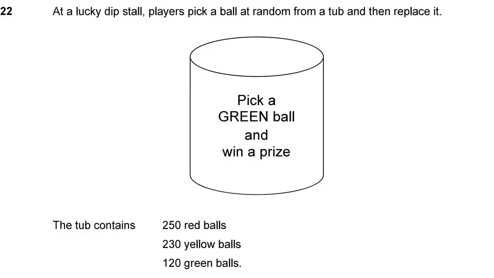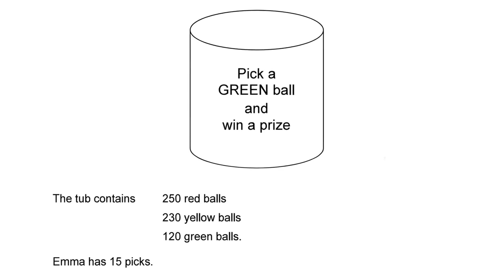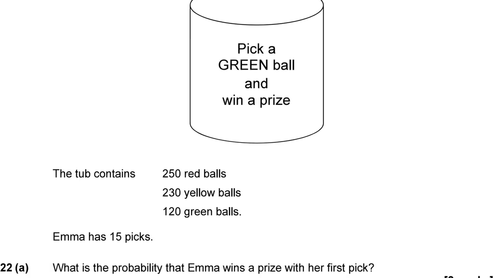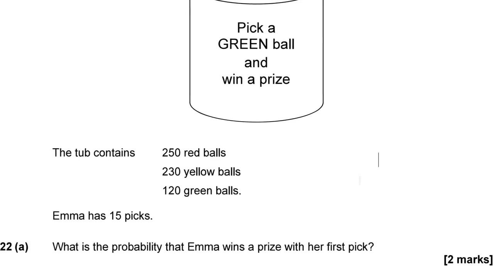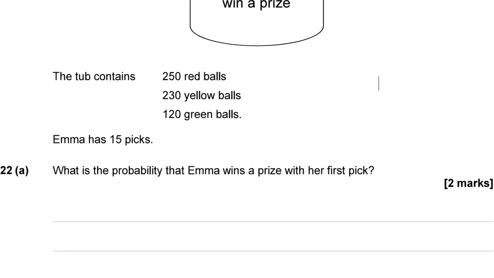Question 22. At a lucky dip stall, players pick a ball at random from a tub and then replace it. And on the tub it says, pick a green ball and win a prize. Now the tub contains 250 red balls, 230 yellow balls, and 120 green balls. Emma has 15 picks. So what is the probability that Emma wins a prize with her first pick?